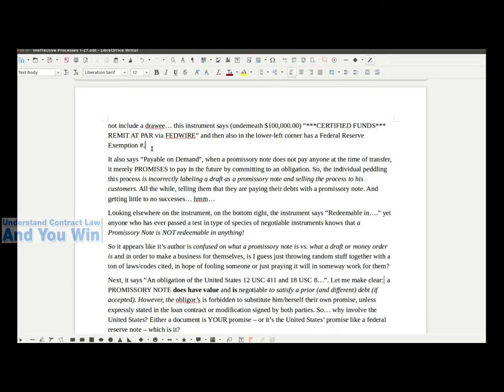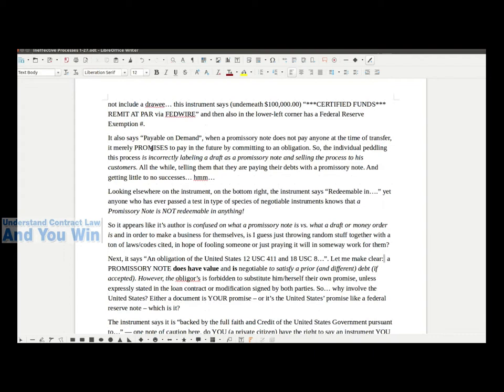Whereas writing a promissory note can't really get you into any criminal trouble. You know, it's just a promise. I've never seen anybody get into criminal trouble for writing a promissory note that the bank says is not valid. But if you try to create a draft, tapping into some sort of a treasury certified funds, then we see people get into trouble for doing this all the time.